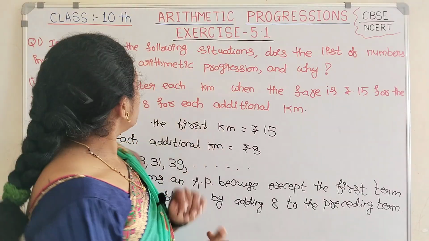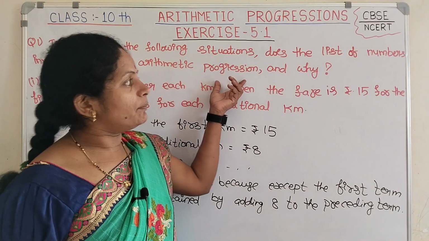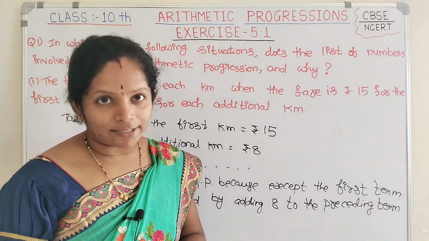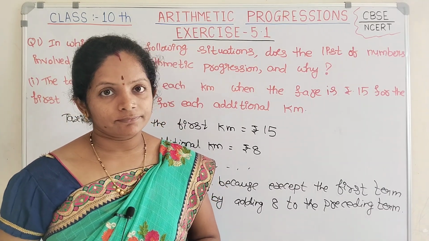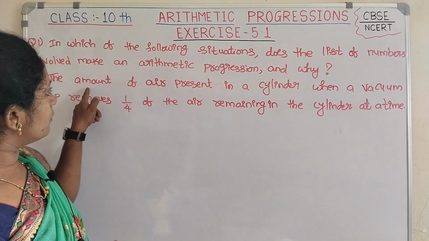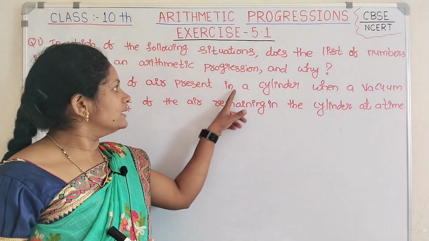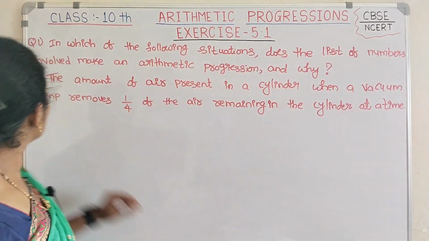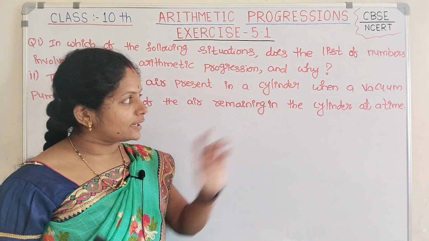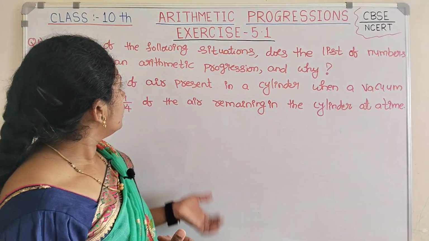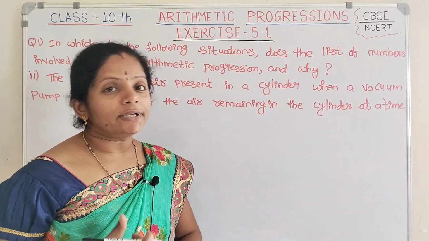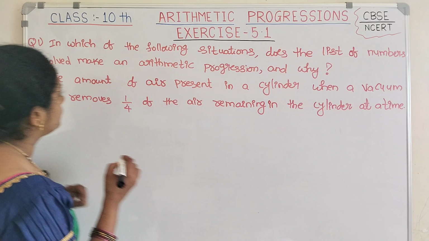It is also asked here whether it forms an AP or not and why. If it forms, you have to write the reason. If not, you have to write the reason for that, why it is not. See the second part. The amount of air present in a cylinder when a vacuum pump removes 1/4 of the air remaining in the cylinder at a time. Here, what amount of air is present in the cylinder that we don't know, we are going to consider it as X.